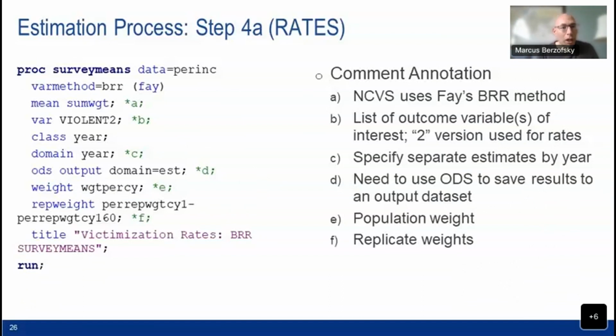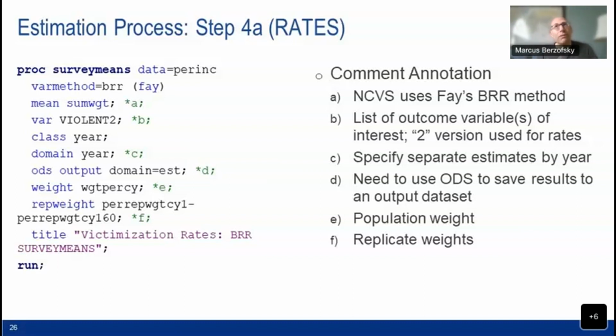Okay, so now 4A is the rates. This is the proc surveymeans, the main function. This is how you would set it up if you're calculating rates. So first, the variance method. You don't need to know anything about the design, but you do need to say what variance method you're using. We're using BRR with Fay, and you need to put this in parentheses. That's not a comment. That's how you would write it in SAS.